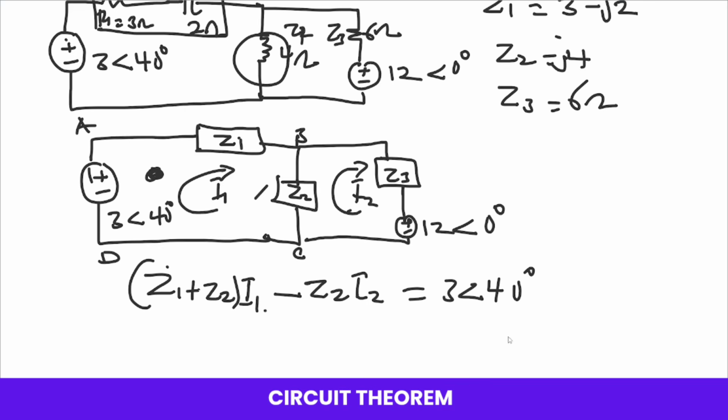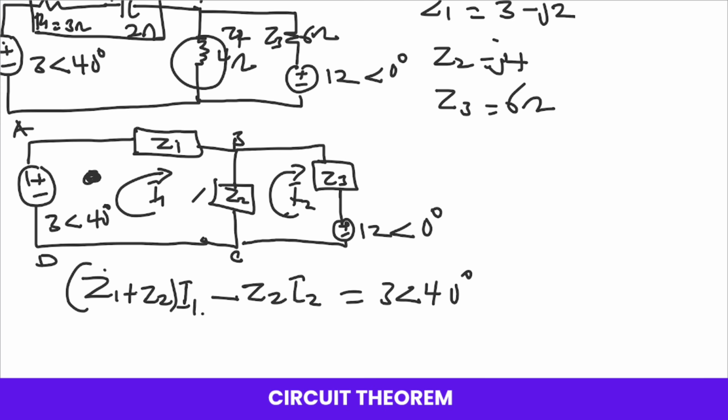Okay, now let's go to the next loop. We are done with this loop. So loop 2, this is our loop 2. It's going to be Z2 plus Z3. The rule says that you sum all impedances within the loop, multiplied by each loop current, so I2. And then Z2 is shared between that loop and the other loop, so that's going to be Z2 I1. And this should be equal to the voltage here.